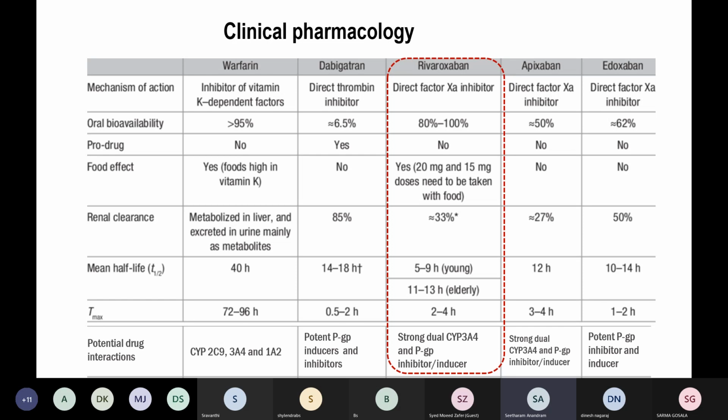The only important thing to consider is that there could be a potential interaction with drugs which either inhibit or induce cytochrome P450 3A4 enzymes, or P-glycoprotein.